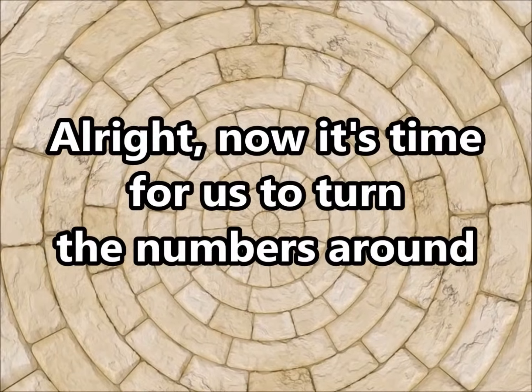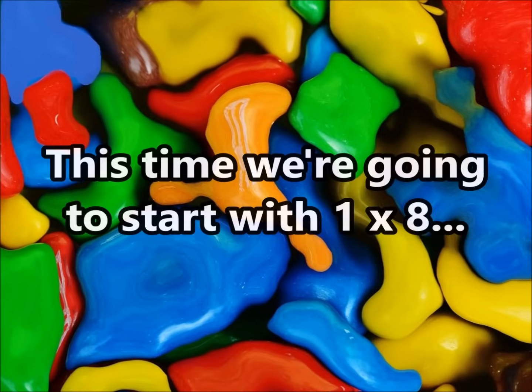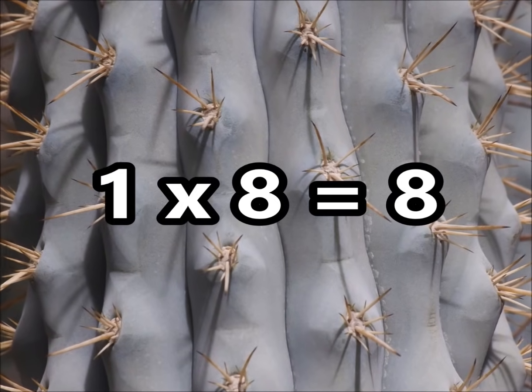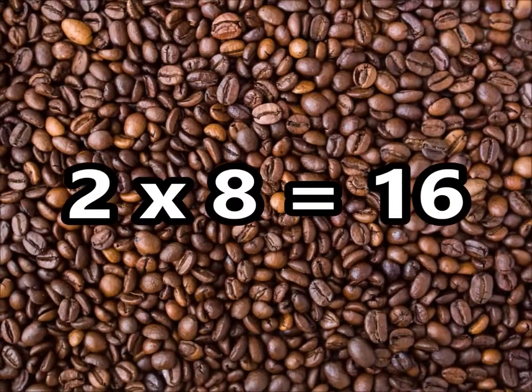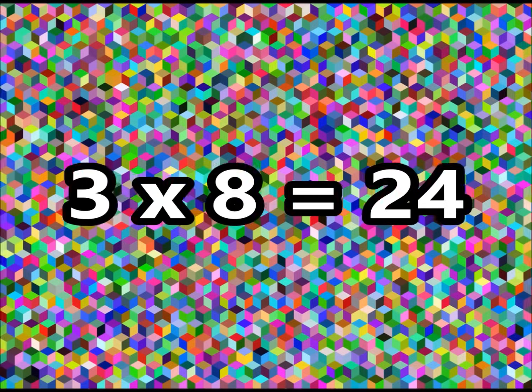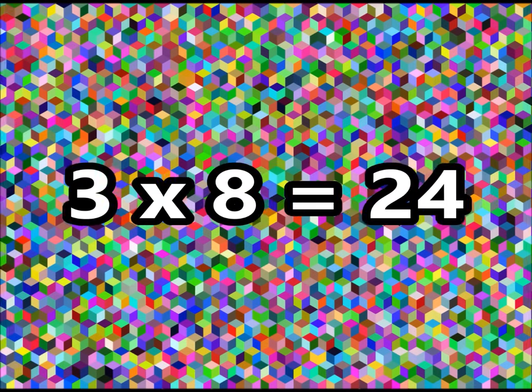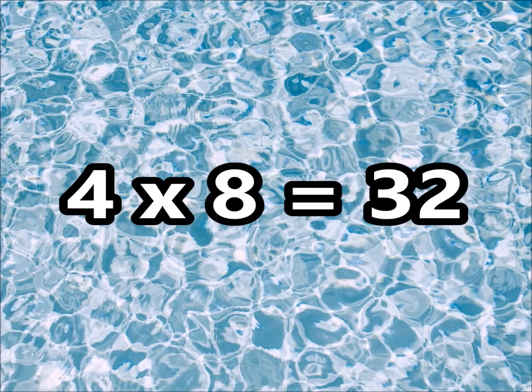Alright, now it's time for us to turn the numbers around. This time we're going to start with 1 times 8 and go up to 12 times 8. Are you ready? So here we go. 1 times 8 is 8. 2 times 8 is 16. 3 times 8 is 24. 4 times 8 is 32.